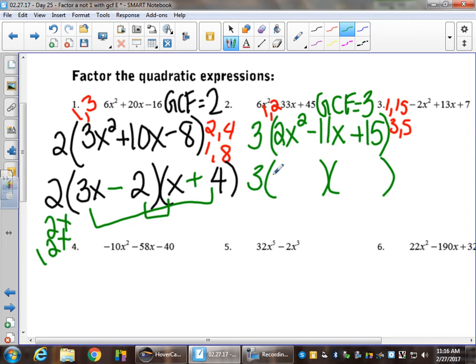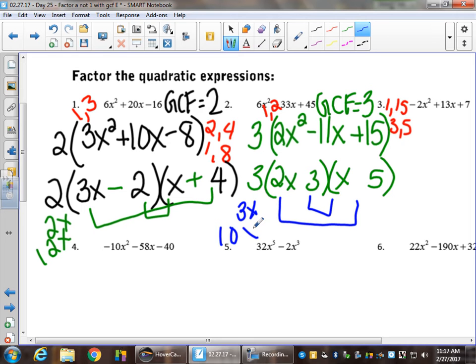What's going to go here? Which factor do you want to choose? 1 and 15 or 3 and 5? 3 and 5. Okay, where do you want to put the 3 and where do you want to put the 5? 3 here? And 5 here? Okay, let's check inner and outer. What's my inner? 3x. What's my outer? 10x. Does that come out to 11x in some way? No, so let's try something else.